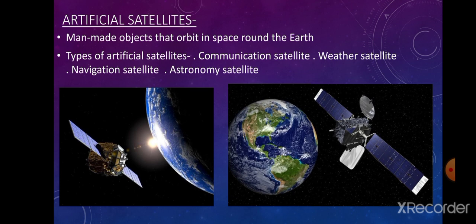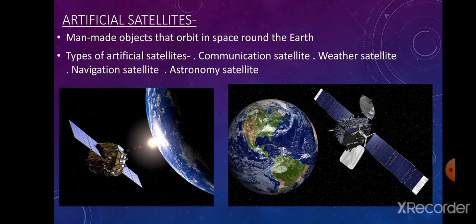The last topic of the lesson is artificial satellites. What are artificial satellites? Those are man-made objects that orbit in space around the earth. There are different types of artificial satellites, such as communication satellite, weather satellite, navigation satellite, astronomy satellite, and many more.